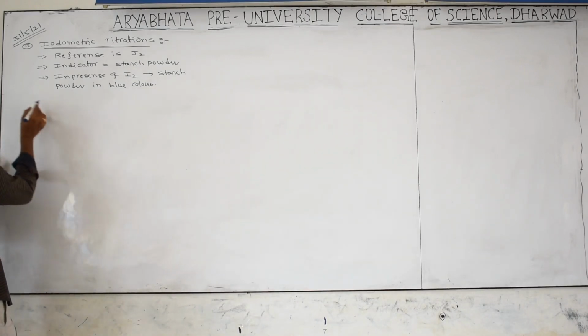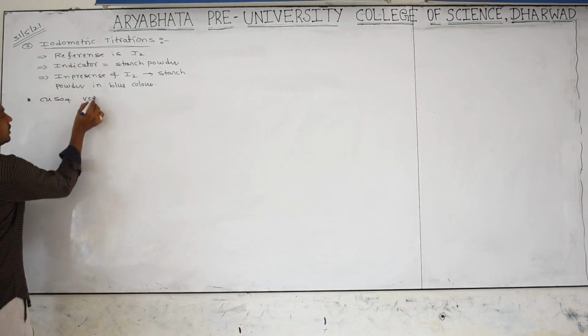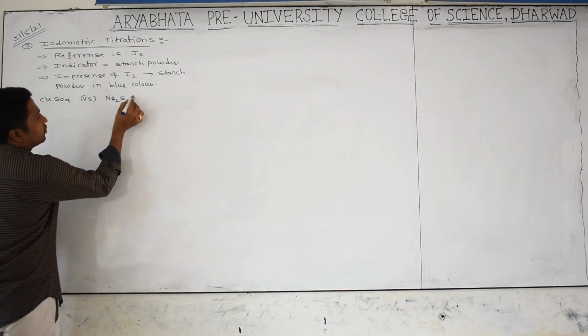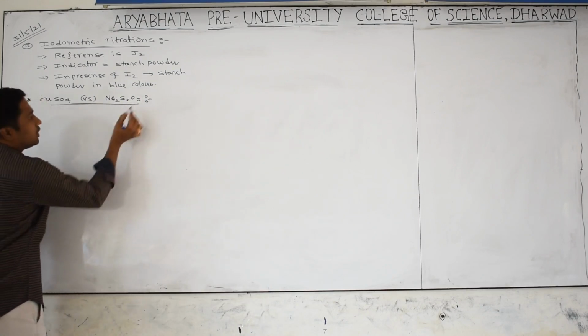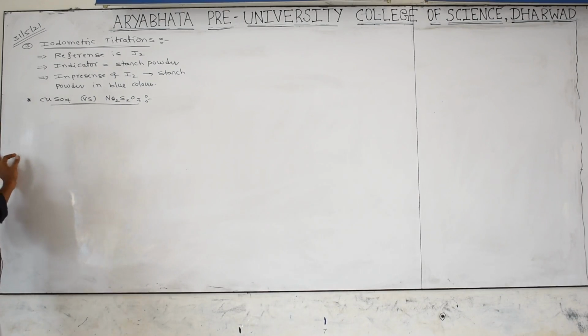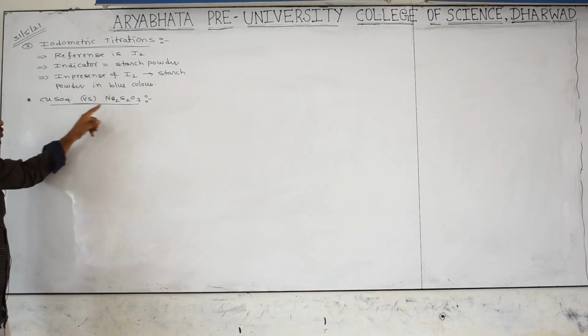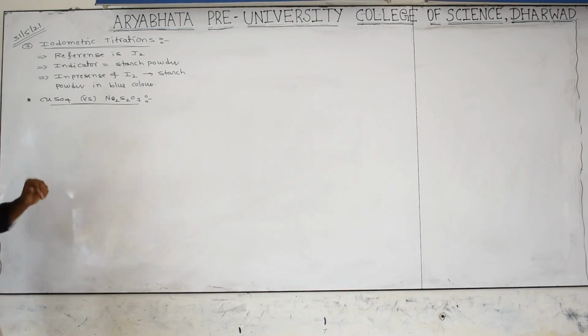Under this, I will tell you one reaction: copper sulfate versus sodium thiosulfate, Na2S2O3. If you want to find out the concentration of an unknown chemical, we compulsorily have to do the titration. But here, between these two chemicals there is no reaction. That's why we have to go another way.